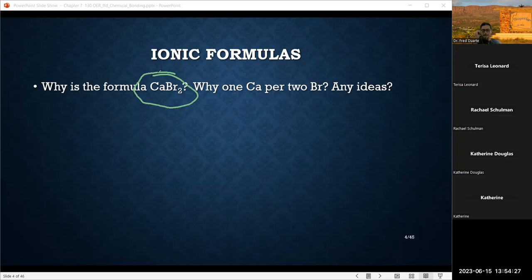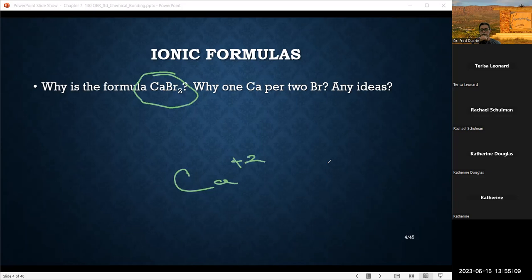When calcium becomes an ion, what is calcium's charge? What group is calcium in? Is it 1? No. What group is calcium in? I think it's 2. You got it. So calcium is a +2 ion. It becomes a +2 because it lost 2 electrons, those 2 valence electrons.